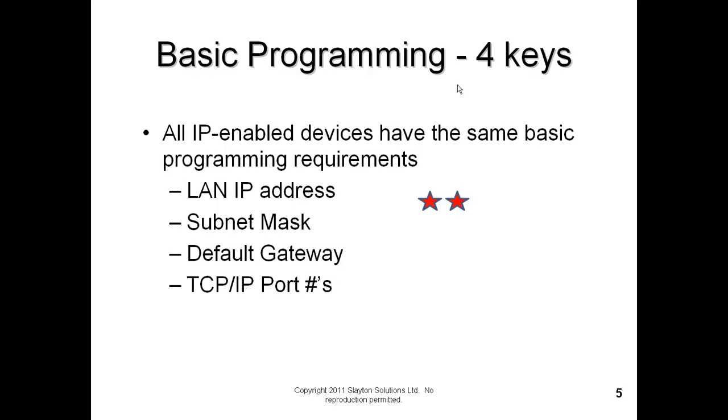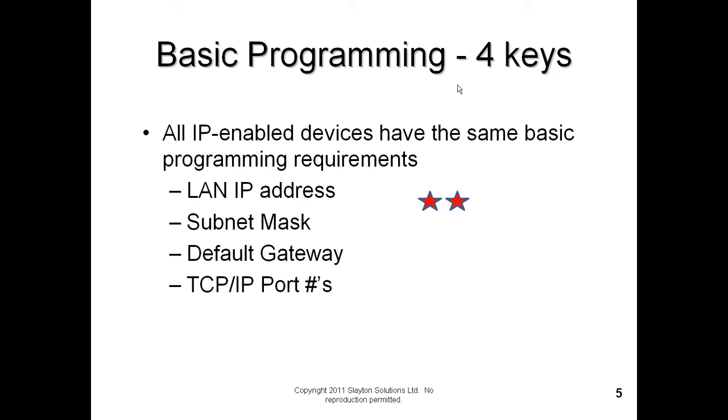Now, we've talked about it in previous webinars, but here we really want to drive home the point that there are 4 things, I call them the 4 magic keys, that you need to know about any device that you want to program onto a local network and potentially so it's viewable or accessible over the internet. The 4 magic keys are the IP address, the subnet mask, the default gateway, and the TCP/IP port numbers.